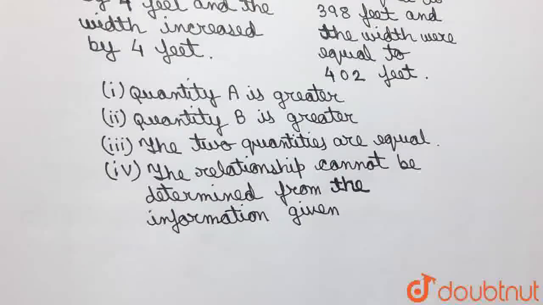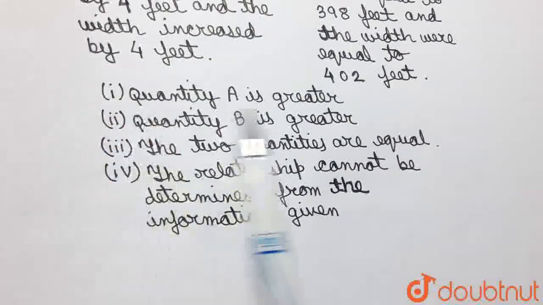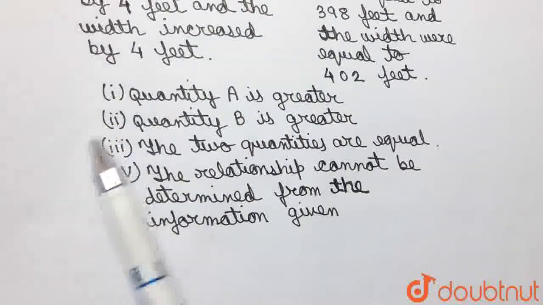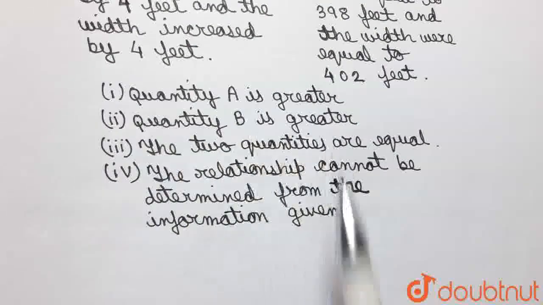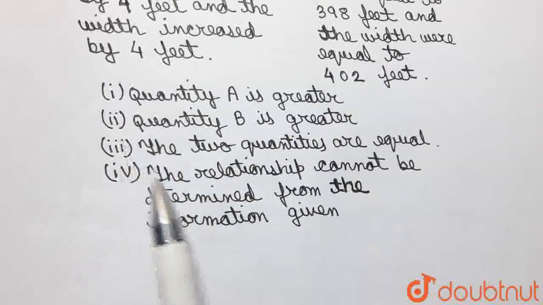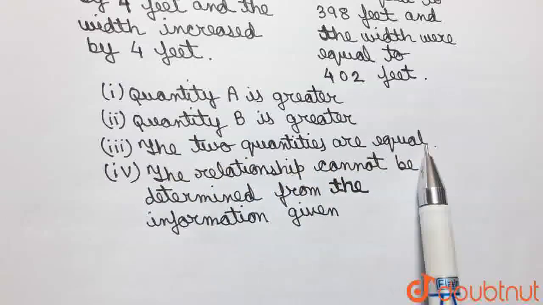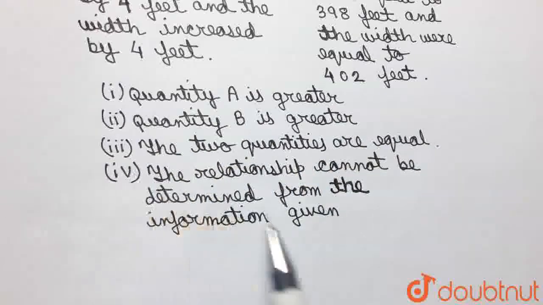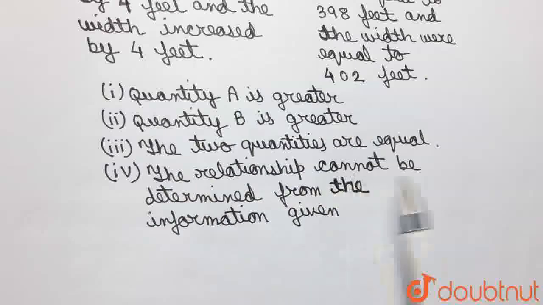Now, as per the options, option 1 will be correct if quantity A is greater. Option 2 will be correct if quantity B is greater. Option 3 will be correct if the two quantities are equal. Whereas option 4 will be correct if the relationship cannot be determined from the information given.